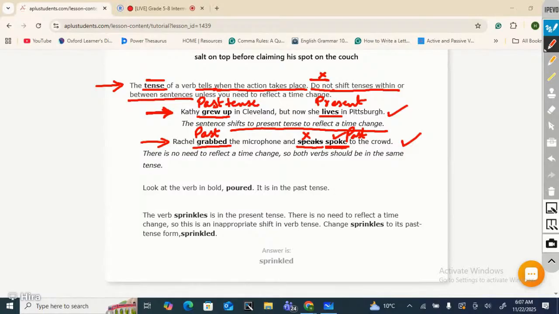It's chapter 34, Inappropriate Shifts in Verb Tense. So I hope you understand that the tense of a verb tells when the action takes place, and do not shift tenses within or between sentences unless to reflect a time change.